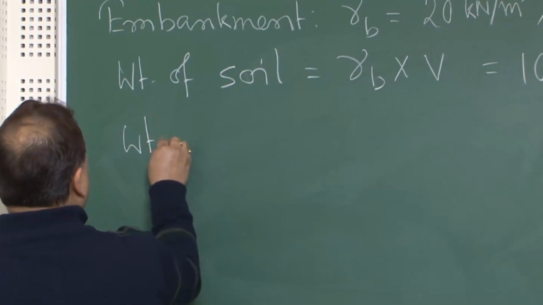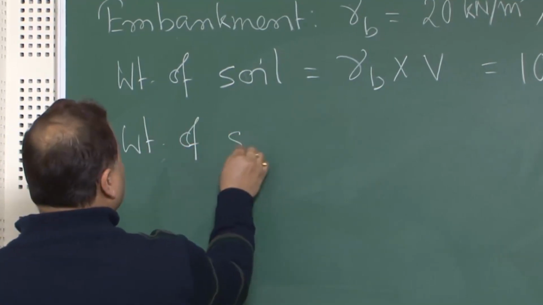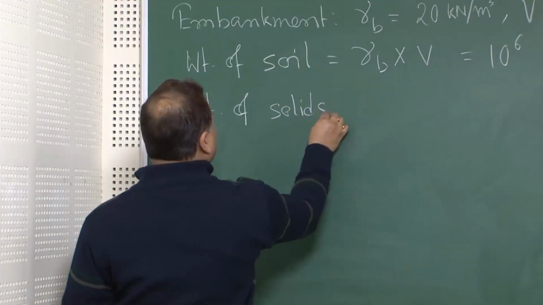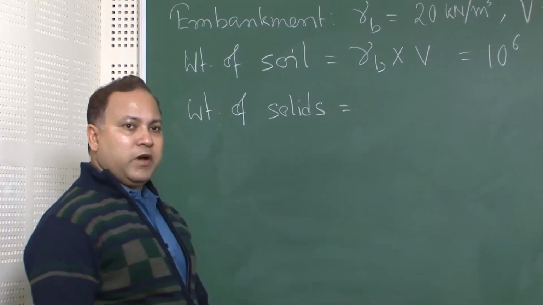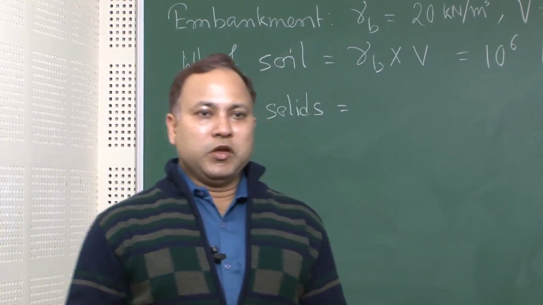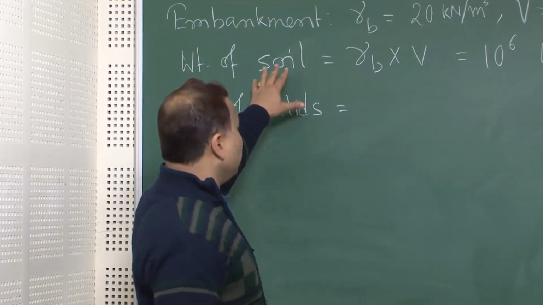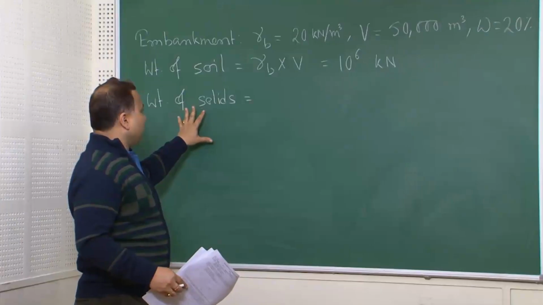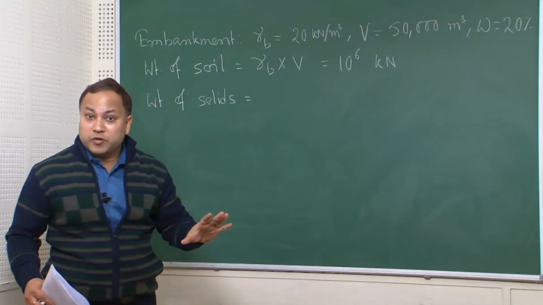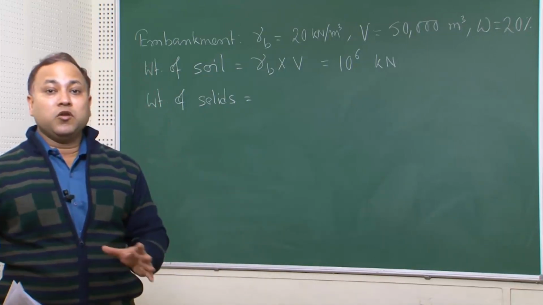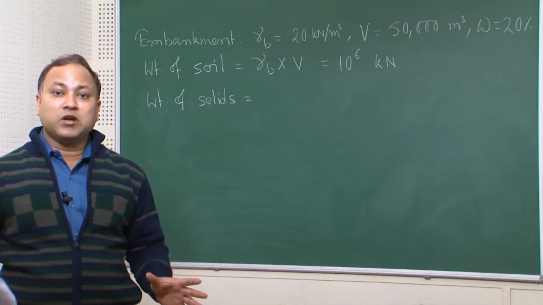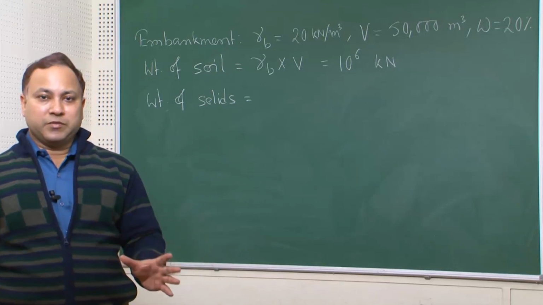Now, you can find out the weight of solids. How can you find out the weight of solids? So, now this is the weight of soil. If you can manage to find out the weight of solids, then you can find out how much water, that is the weight of water, is present in the embankment soil.